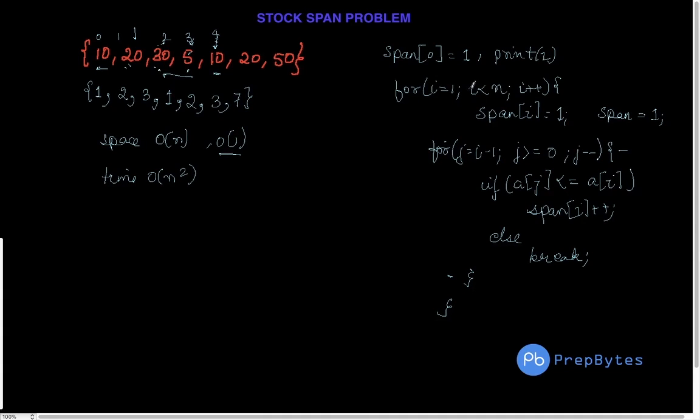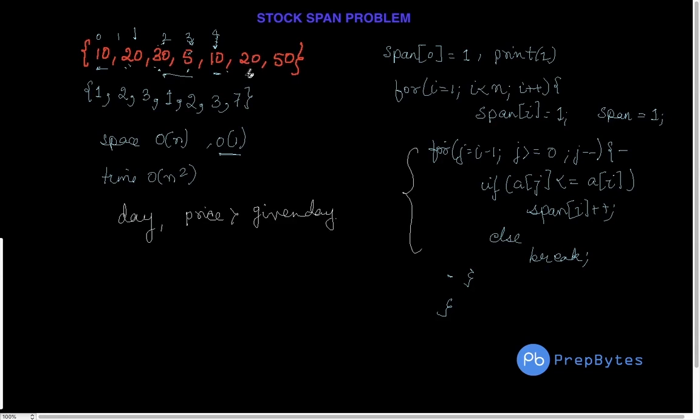When you see this particular solution, one thing for sure is that this loop will run only till you find a day when the price is greater than the given day. Let me tell you what I'm trying to say. Let's say we are at 20. Rather than going across this whole loop to find the days for which the price is less than 20, why not find the nearest day for which the price is greater than the given day?